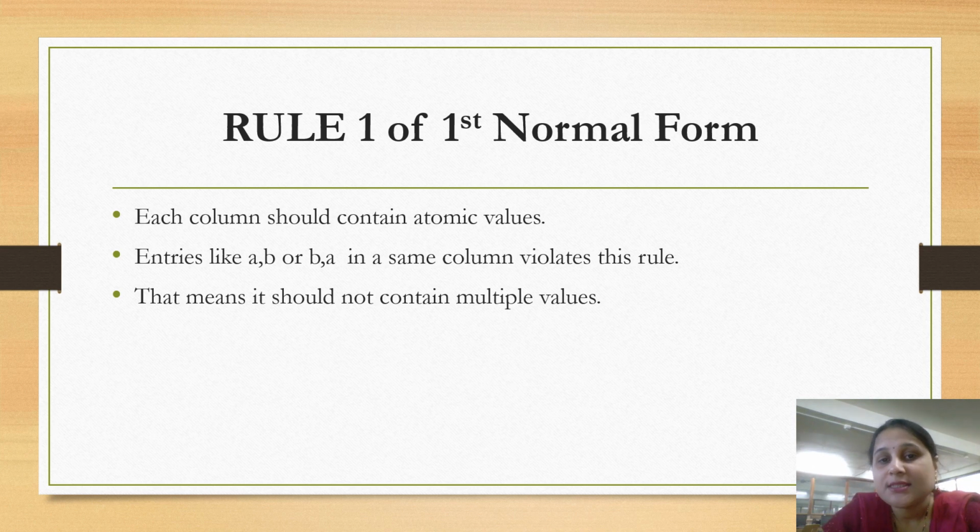Now we are going to discuss the different rules of the first normal form one by one. Also we will see some examples. Rule 1 of the first normal form says that each column should contain atomic values. What do we mean by an atomic value? Atomic value means that in each column, for a particular record, there should be only one value. It should not contain multiple values for a single column. Entries like a comma b or b comma a in the same column violate this rule. You are not supposed to store multiple values in the same column.